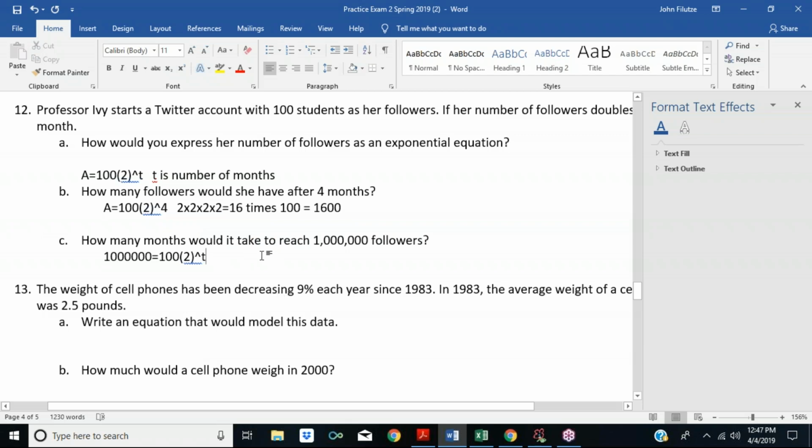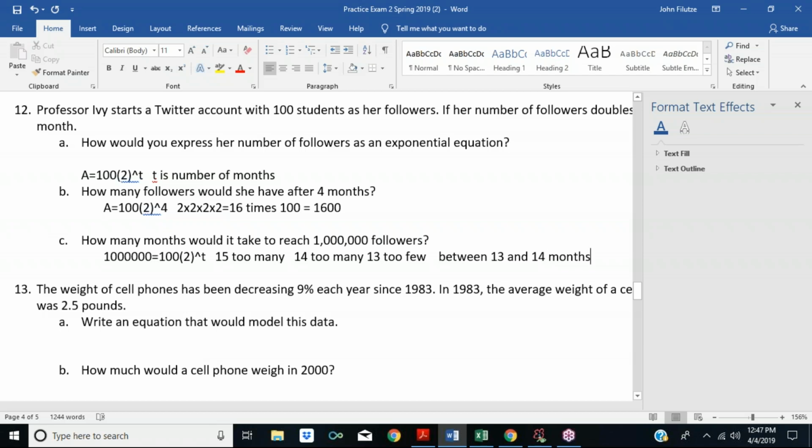Let's see, I tried 15 and it was too many. 14 was too many. Then I tried 13 and it was too few. So 13 didn't quite give you 1,000,000. 14 gave you more than 1,000,000. And so it's between 13 and 14 months.